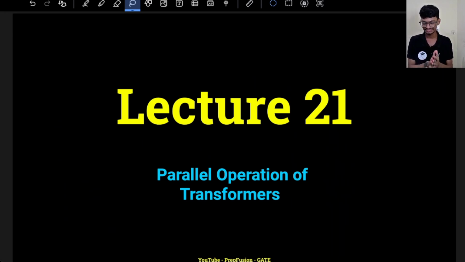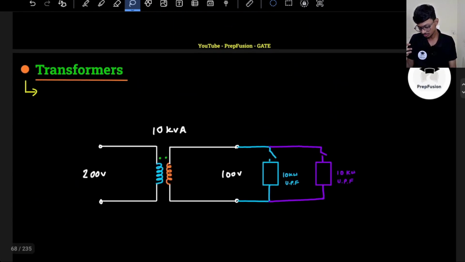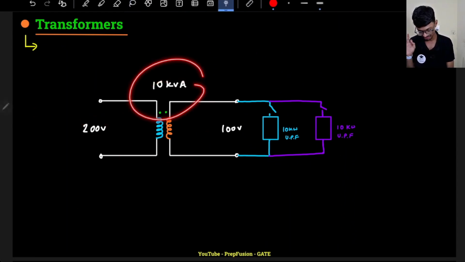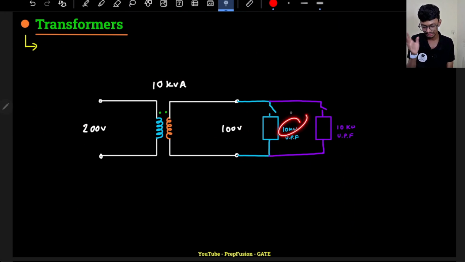So today we will discuss parallel operation of transformers and why parallel operation is important. Let's take an example. Let's take a single phase transformer, a 200 volt, 10 kVA transformer, and it is supplying a 10 kilowatt load at a unity power factor. So what is the kVA rating? kVA rating is 10 kVA.